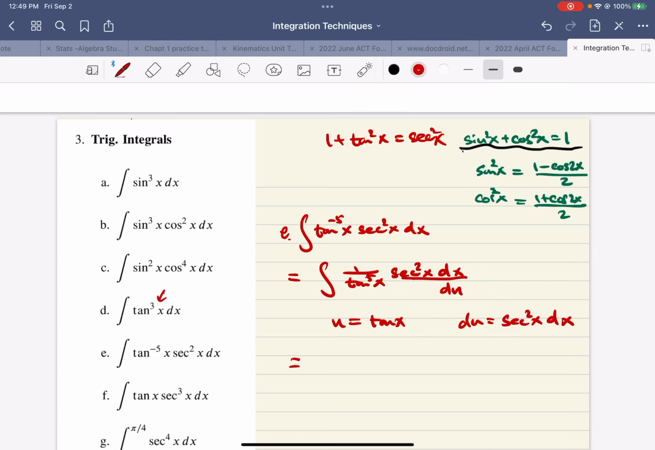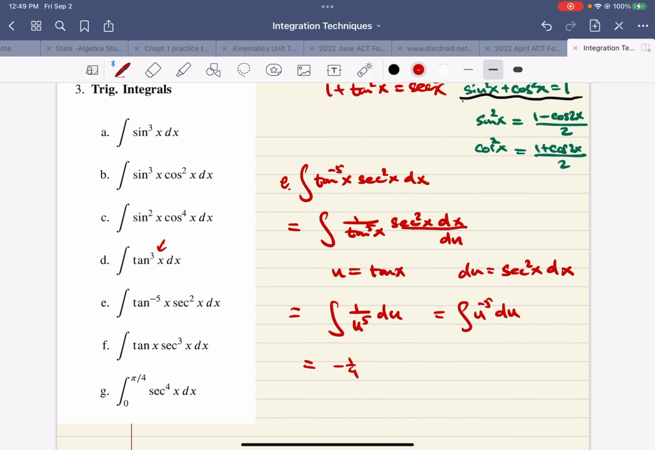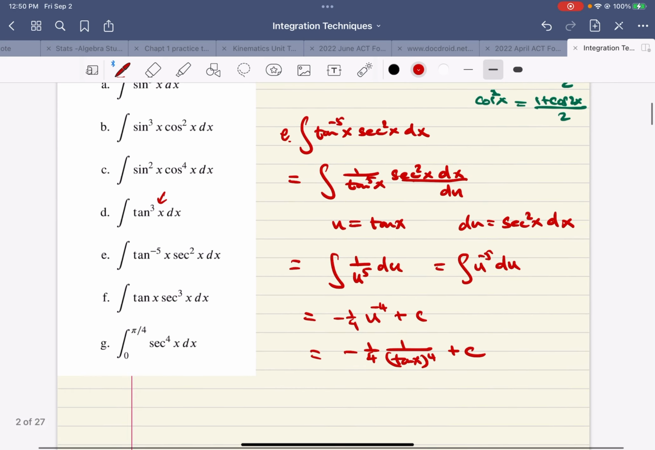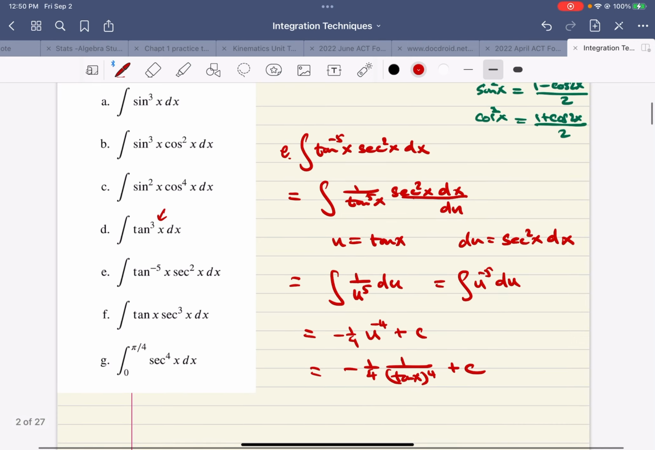Okay, so it will be integral 1 over u to the 5th power and then du. So that is a power of u to the negative 5 du. So you add 1, negative 4, so negative 1 over 4 u to the negative 4 plus c. U was tangent, right? So 1 over 4 tangent x to the 4th power plus c, with a negative sign. Okay, you can leave it like that. Okay, now next one is f.